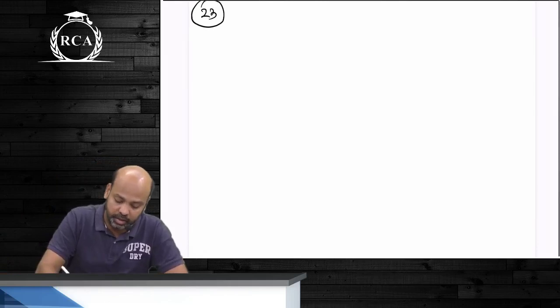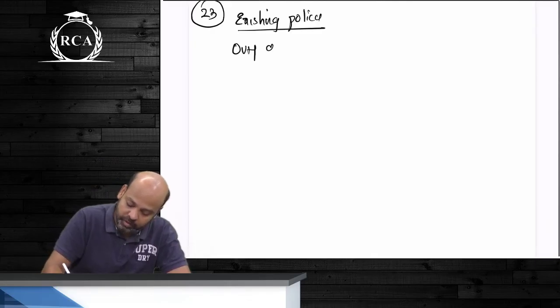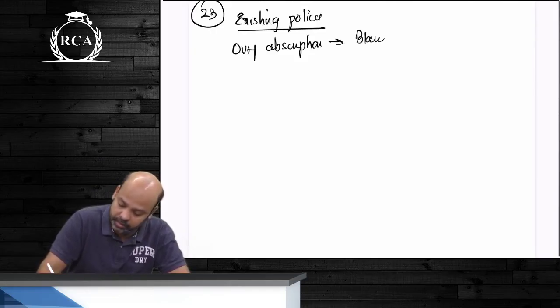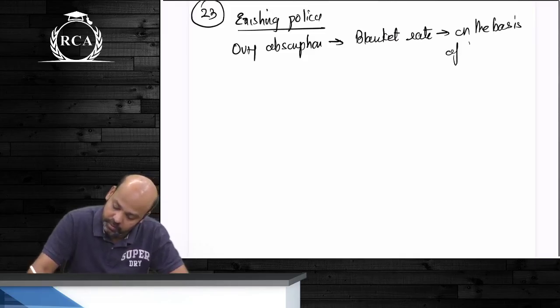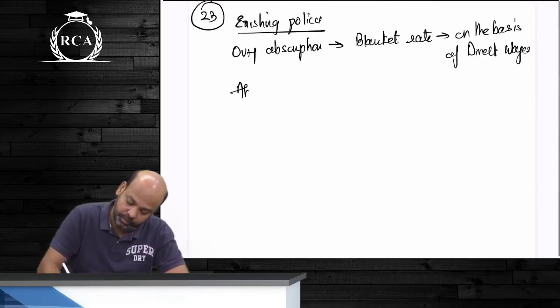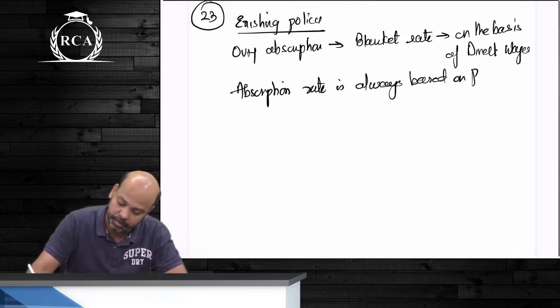Question number 23, guys, you will write existing policy. Overhead absorption, guys. Blanket rate on the basis of direct wages. Absorption rate is always based on budgeted data.